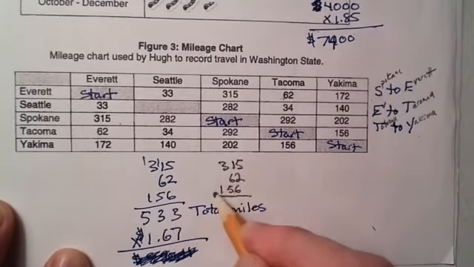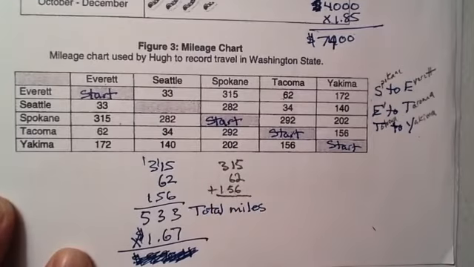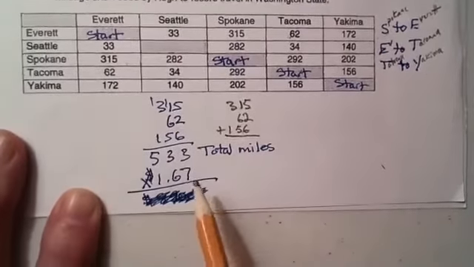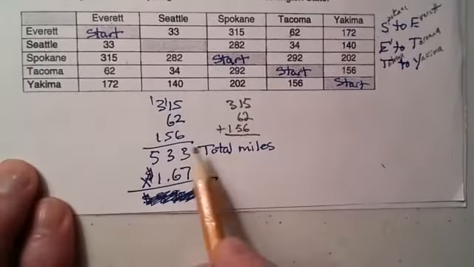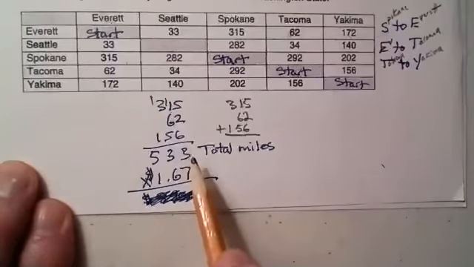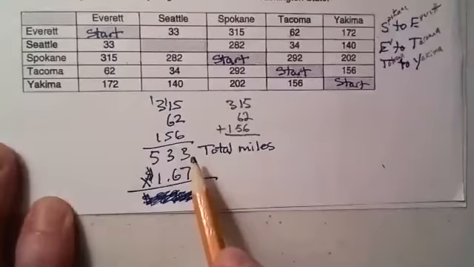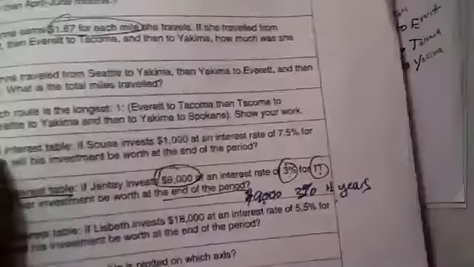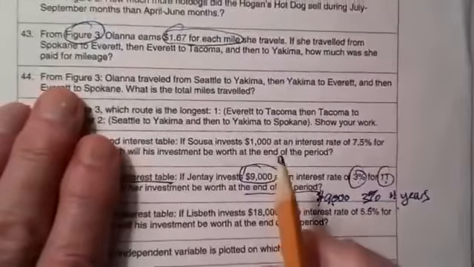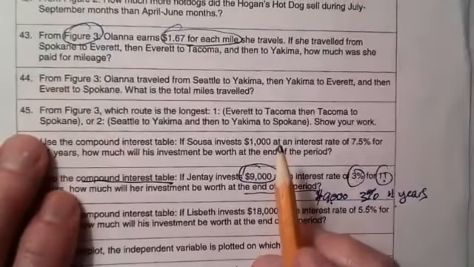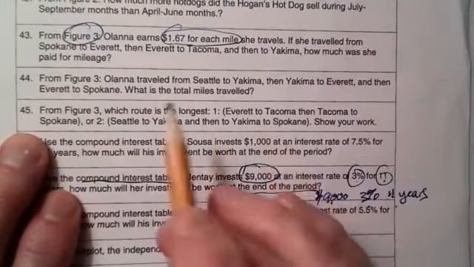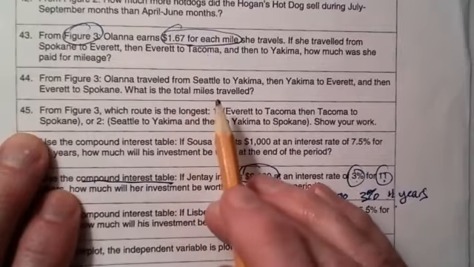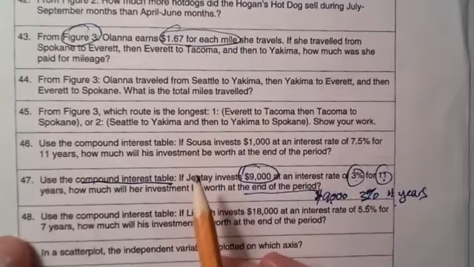Okay. I'm going to add all those miles up. And what I'll get is she traveled a total of 533 miles. It says in the question, if I flip back to the question here, guys, sorry for the abrupt change. All right, what's the total miles traveled? That's the total miles.